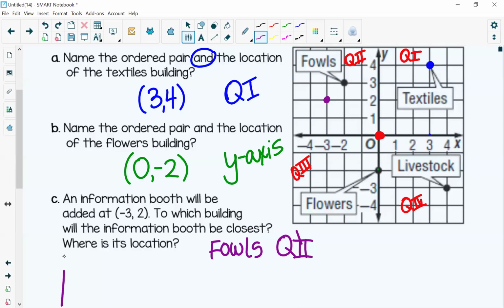So if you have any questions, anything more that you didn't understand, make sure to mark it and I will go over it when you come in for your retake.